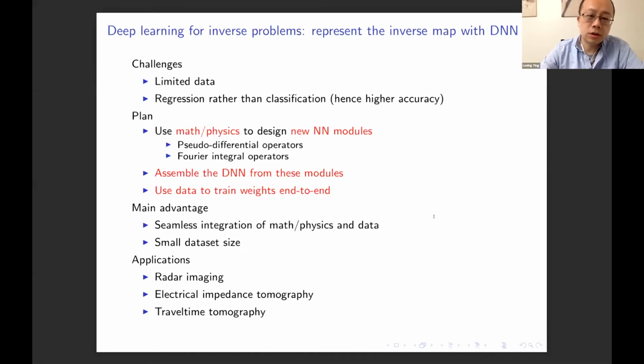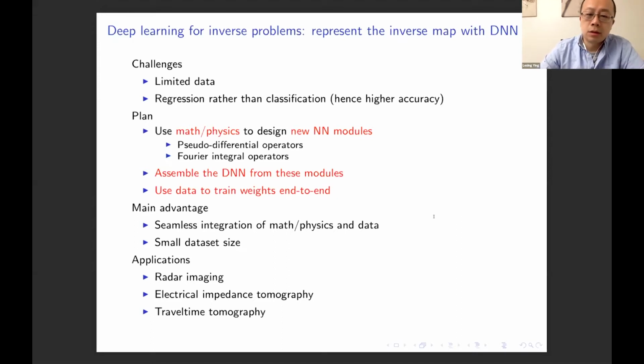The second challenge is that in the inverse problem setting, we're often working with a regression problem rather than a classification problem. Sometimes we need not just a 0-1 answer, we actually need the actual number. Therefore, often we are required to have slightly higher accuracy.